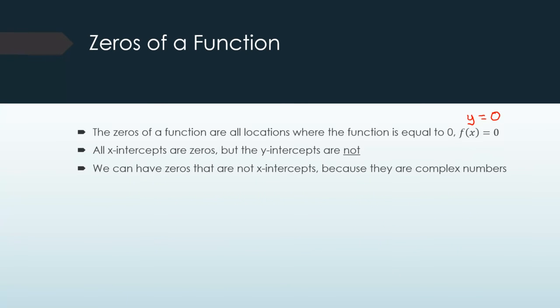And we can have zeros that are not x-intercepts if you get values that are complex numbers. So you could have zeros that are complex numbers, but they're not x-intercepts because we don't graph complex numbers, and so they don't intersect the x-axis.